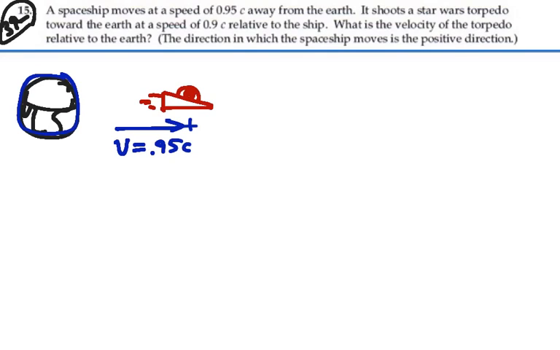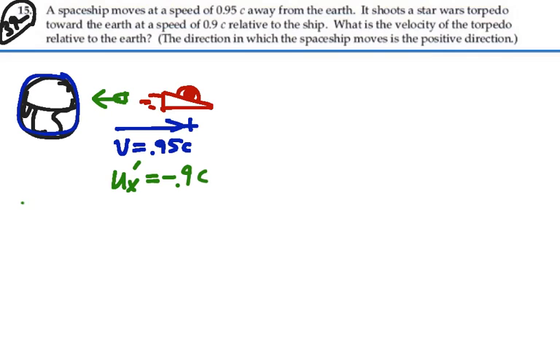in that direction. Now the event that is in question is the torpedo, which the ship has fired back towards the Earth. Relative to the ship, that is a velocity of 0.9 c. So we have to think of this problem as going from a moving frame to the rest frame. The moving frame is with the ship, the rest frame is the Earth. So our event is the torpedo launching, and relative to the spaceship it's going in the opposite direction of positive, so it is moving with a velocity of negative 0.9 c.